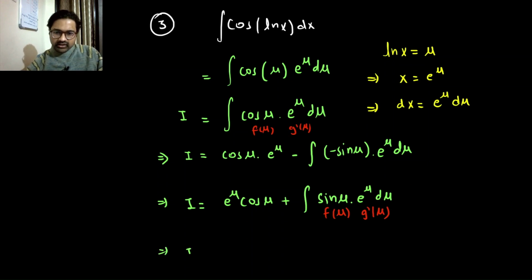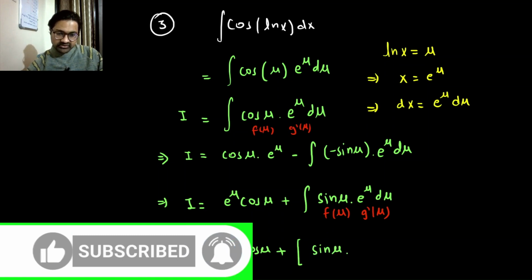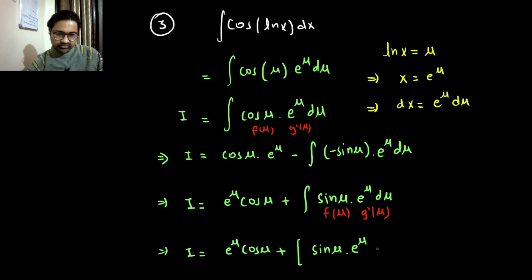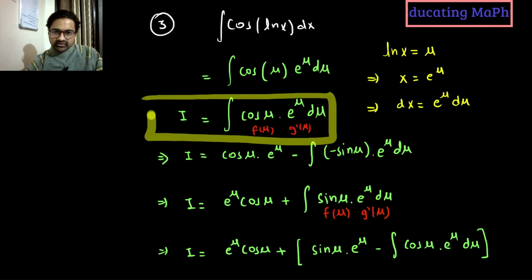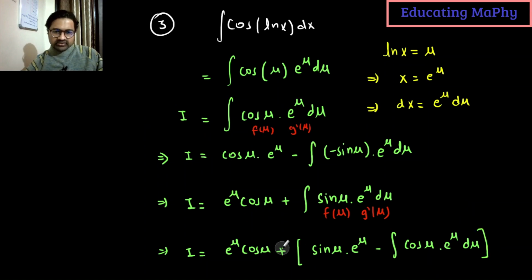Once again, this is f of u and this is g prime of u. So I is equal to e raised to u cos u plus integration by parts once again. So sine u, it means that f of u times g of u is e raised to u sine u, minus the integration of f prime u, which is cos u, times g of u, which is e raised to u, and again du. And we very well know that this is our question, and hence this is our question as well. So all we have to do is replace this with an I as well. Since the outside sign is positive, we don't have to worry about it.